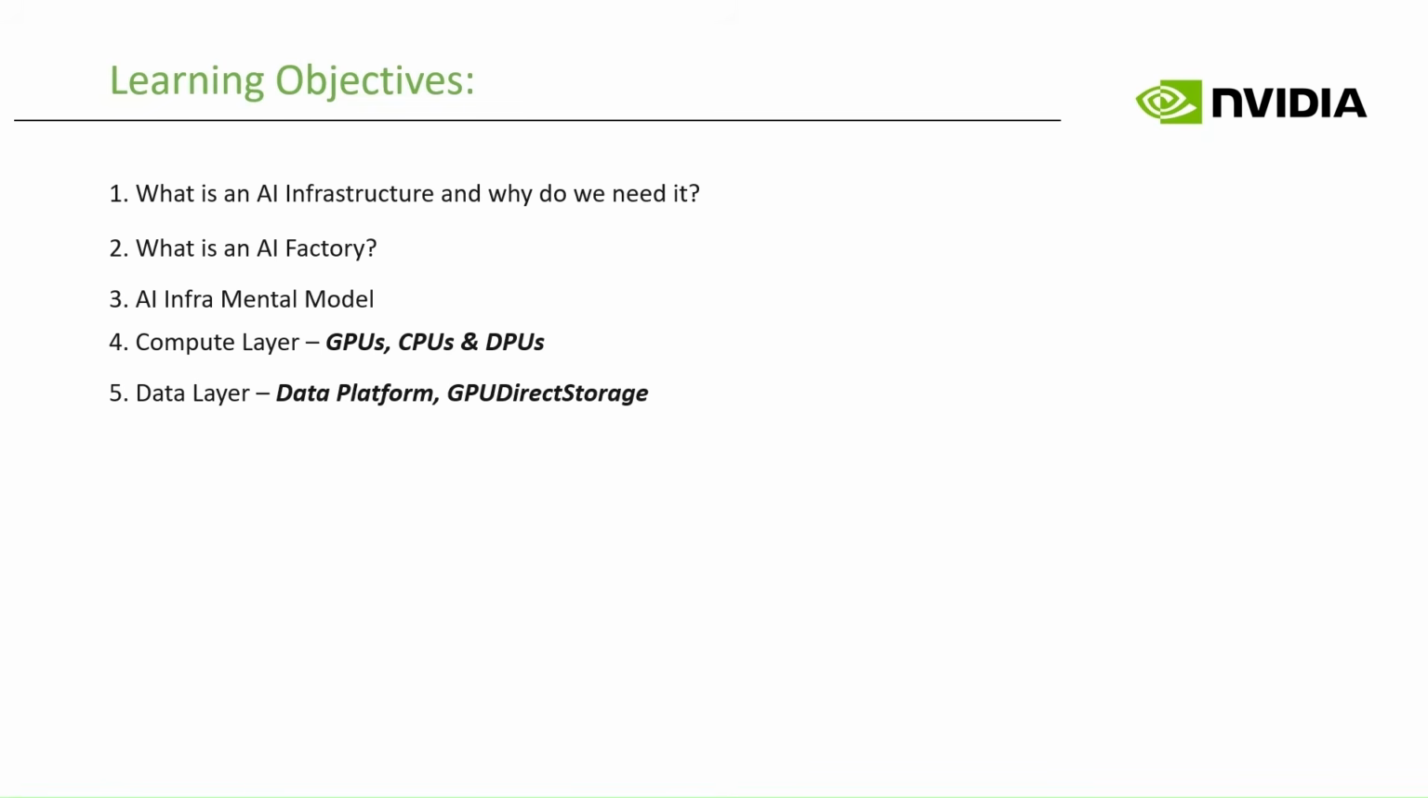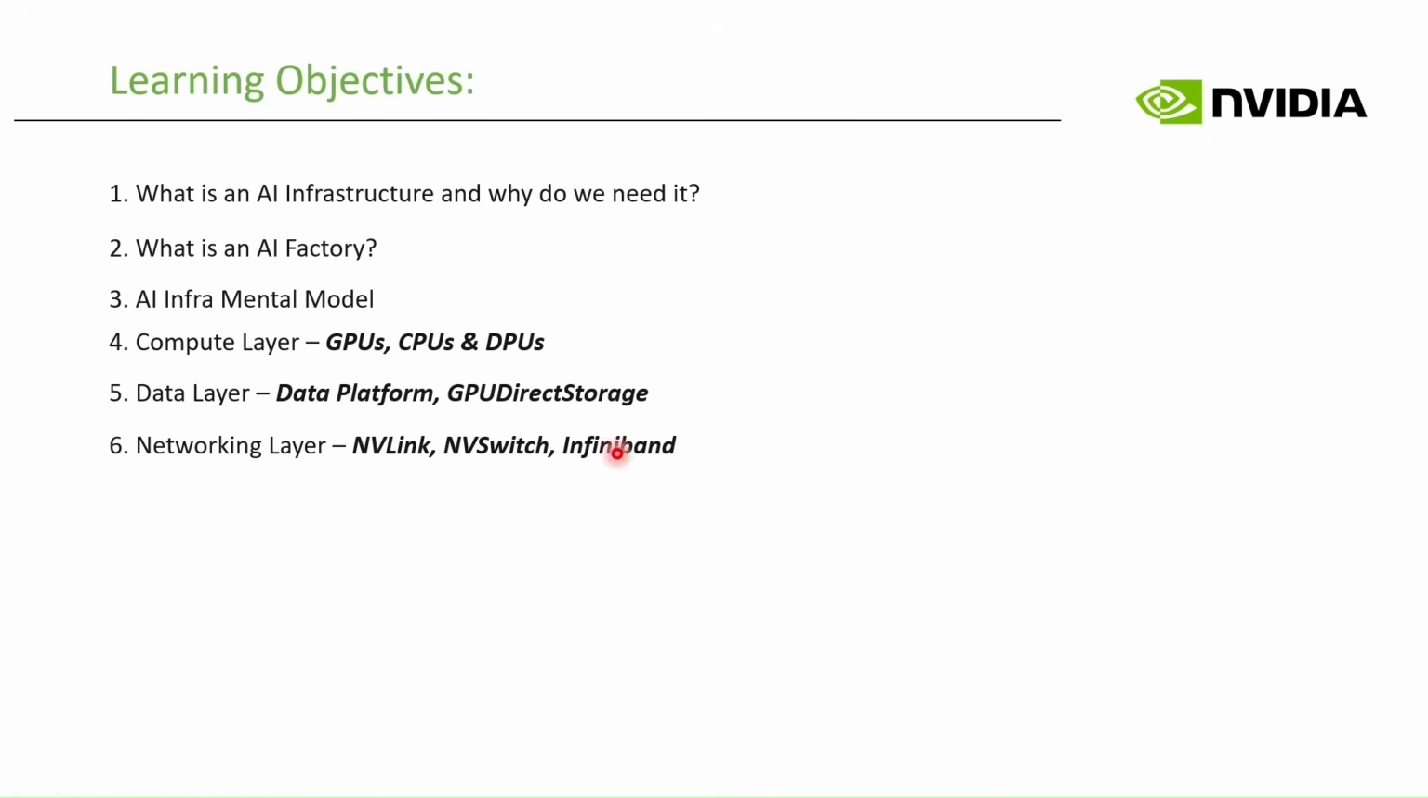And then fifthly, I'll talk about the data layer. When it comes to the data layer, I'll teach you about NVIDIA's data platform and then GPUDirect Storage. And when it comes to the networking layer, I'll teach you about NVLink and NVSwitch. In fact, I'll show you how NVIDIA is giving massive speed using these two technologies, like NVLink and NVSwitch, with an example.